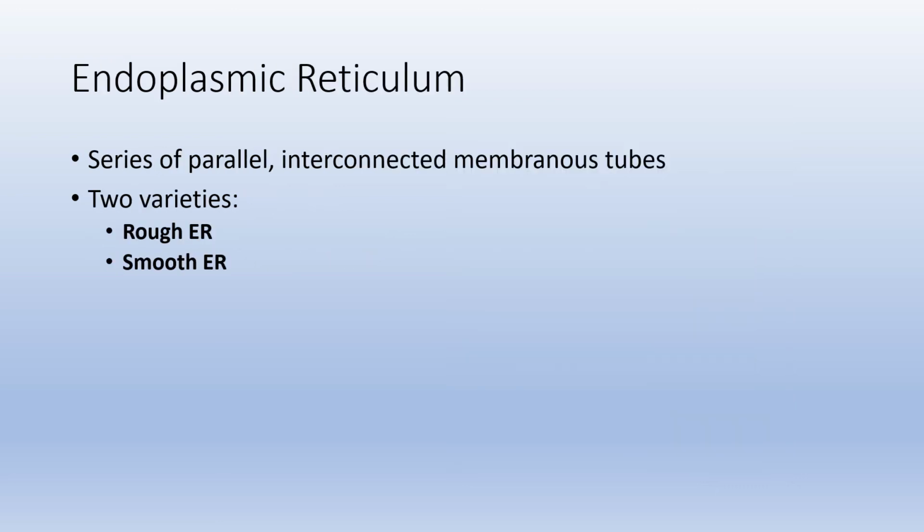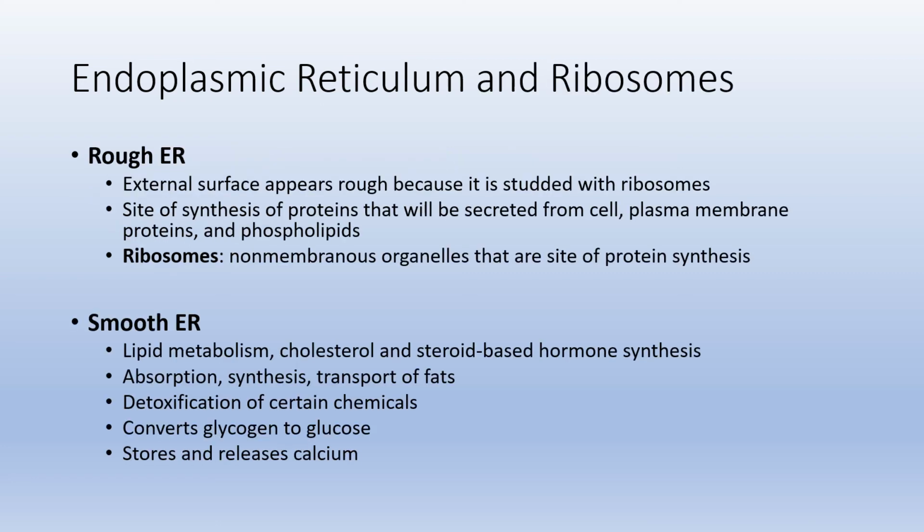Next, we have the endoplasmic reticulum, which will appear like a stack of dinner plates or parallel interconnected membranous tubes. We have two types of endoplasmic reticulum, and we name them based on their appearance. We have the rough endoplasmic reticulum and the smooth endoplasmic reticulum. The rough endoplasmic reticulum is deemed rough based on its appearance. It has this studded appearance because it contains ribosomes.